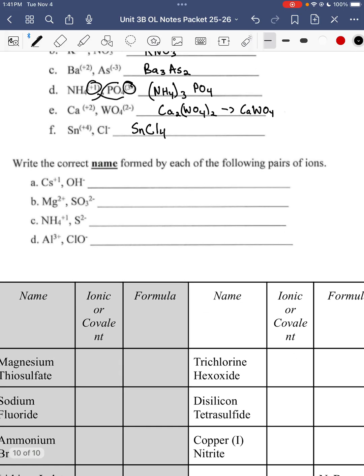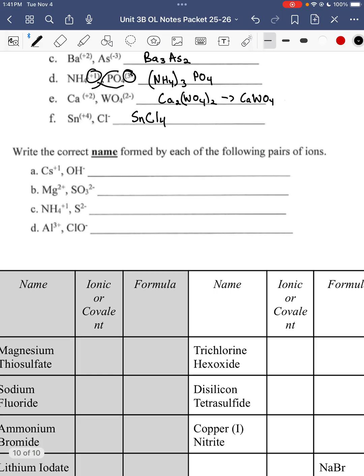Fairly straightforward there. Now we're writing the correct name from each of the following ions, and this should be easy. I just need to name each of the ions and indicate a charge with a transition metal if I need to. So Cs and OH, neither of those are transition metals, so I'll just name them straight up. This is cesium hydroxide.